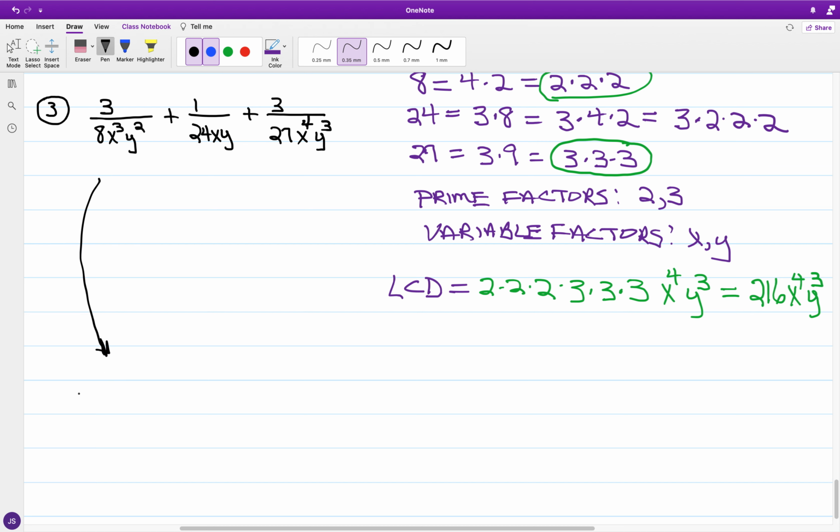So in terms of raising the fractions, for 3 over 8x cubed y squared, again, we're going to multiply by 1 in the form of how much this will go into the least common denominator. So 216 divided by 8 will leave us with 27. X to the 4th over x cubed, that will be x. Y cubed over y squared, so that's going to be y.